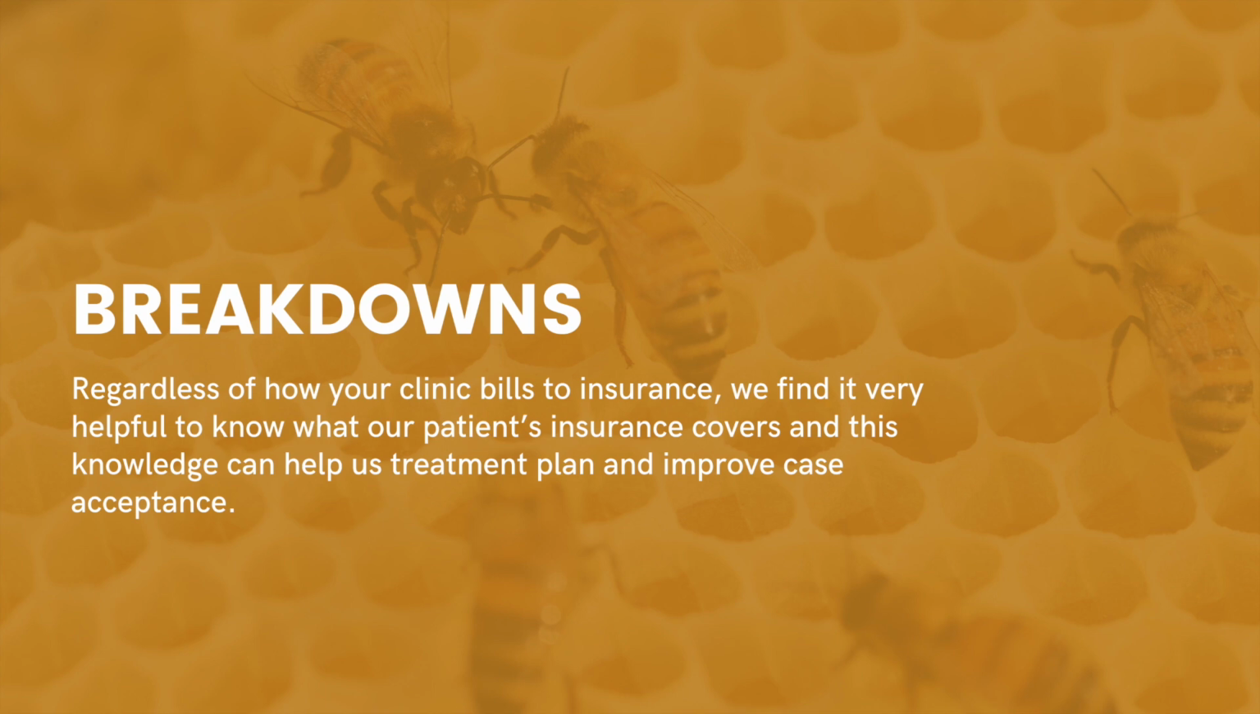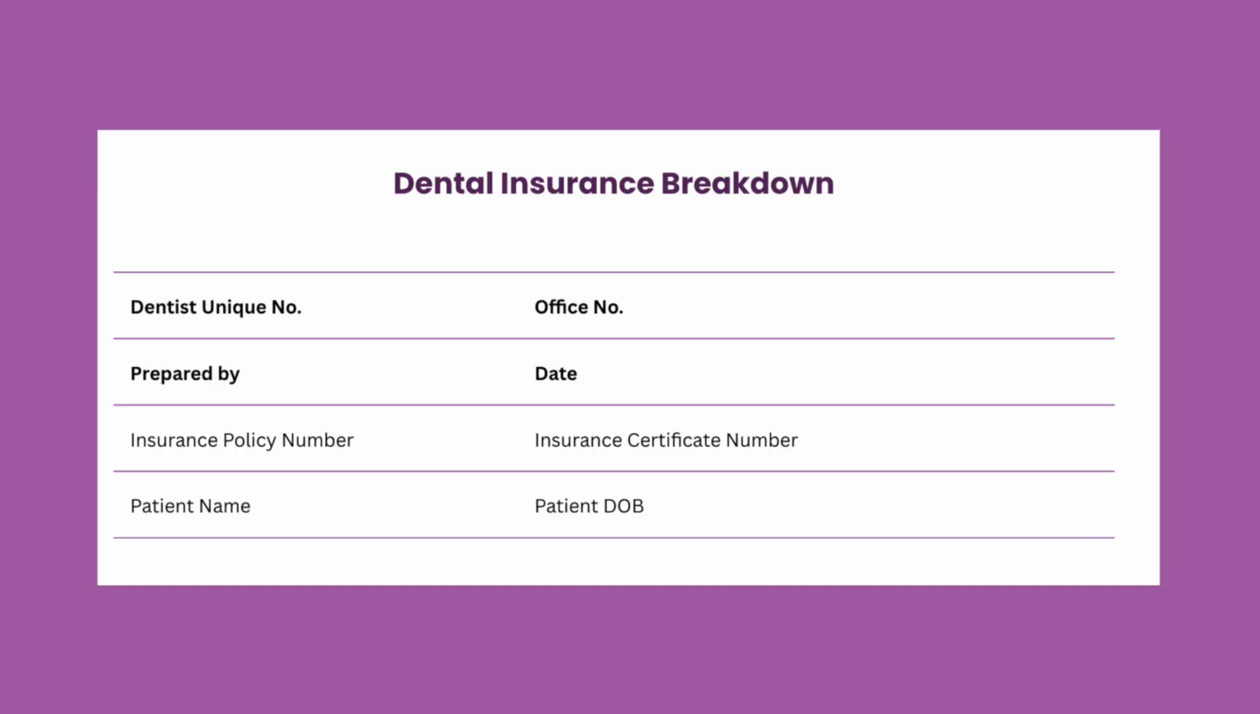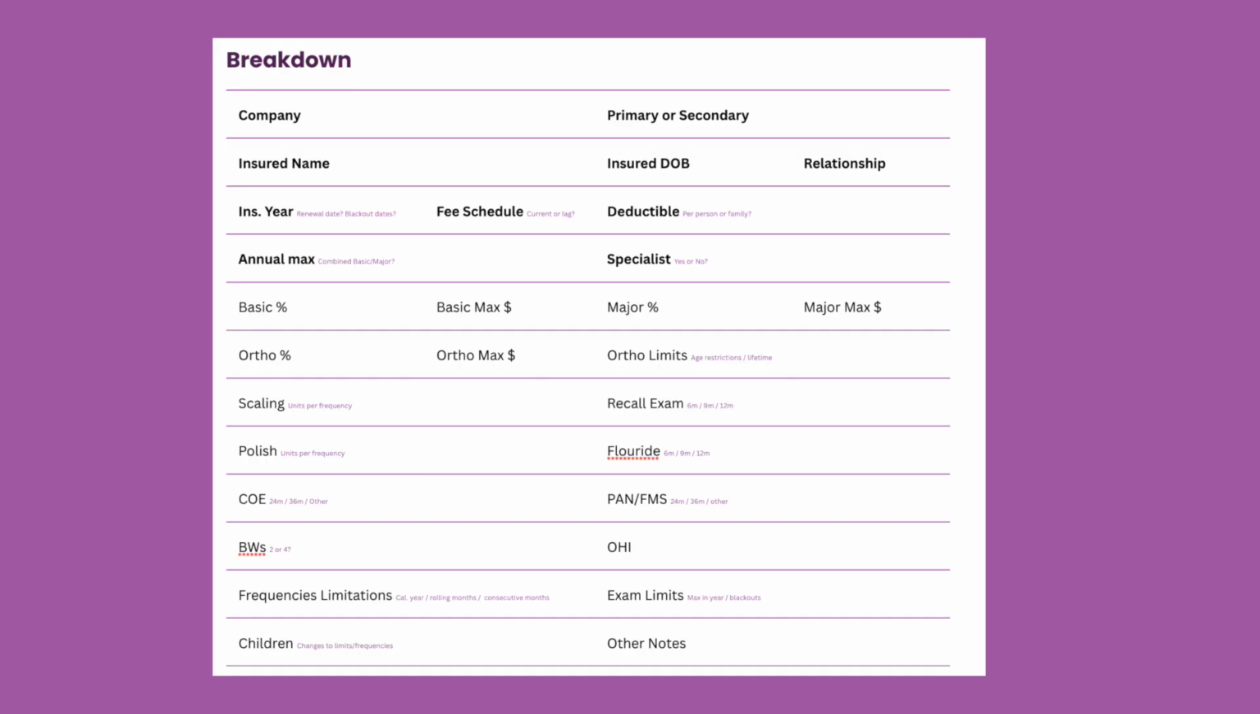Before getting started, make sure you're prepared. Some insurance companies may require the dentist's unique number or your clinic's office number. You might also need the patient's name, date of birth, insurance policy or group number, as well as their certificate or ID number. Now onto the breakdown form.